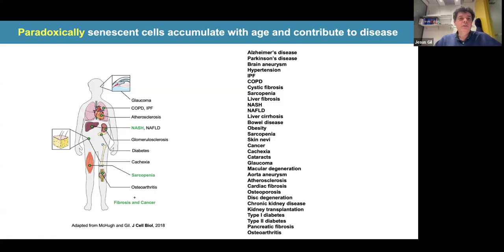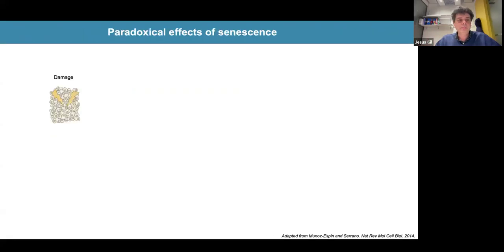And this was a puzzle for the senescence field for many years, these potential benefits of senescence as a way to avoid cancer progression, even avoid fibrosis. But on the other hand, this accumulation of senescent cells during aging and disease and their contribution to these detrimental phenotypes. Today, we have a model that seems to integrate these paradoxical effects.